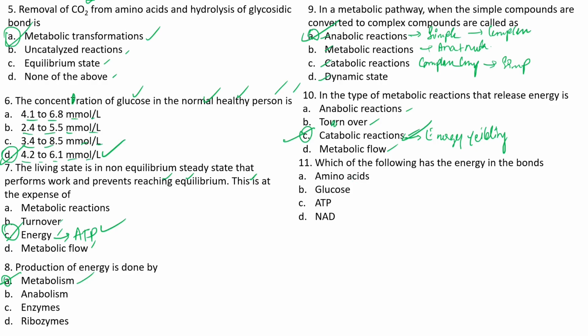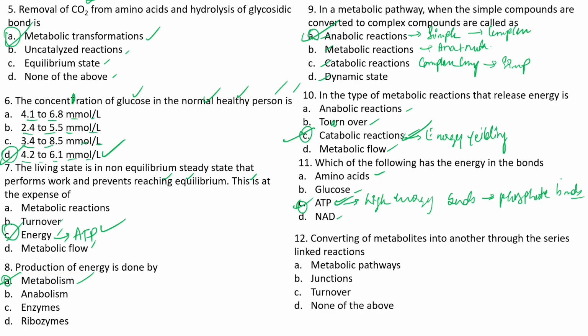The next one: which of the following has the energy in the bonds? Amino acids, glucose, ATP and NAD. We all know adenosine triphosphate is called the energy currency of the cell. It is called the currency of the cell because it mainly has high energy bonds, which are ultimately the phosphate bonds. The phosphate bonds in the ATP are called high energy bonds, and ultimately all the energy is stored in the phosphate bonds of the ATP.